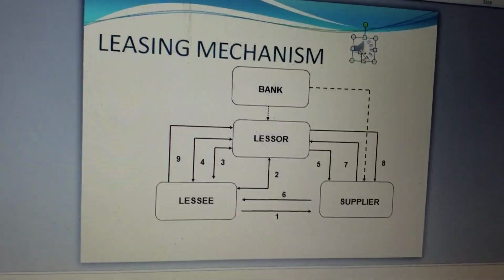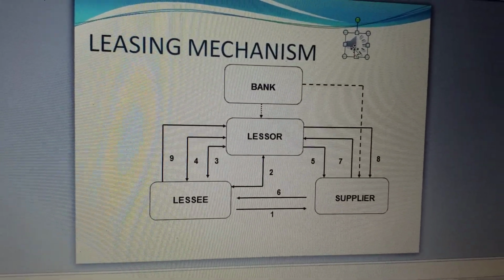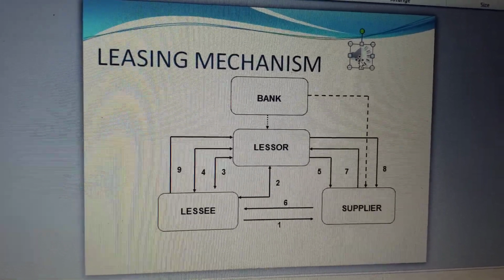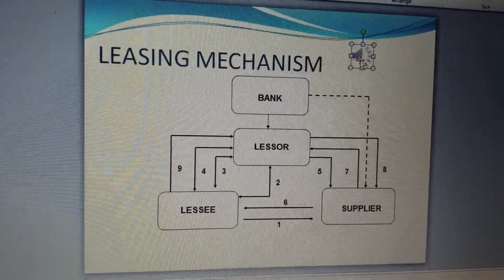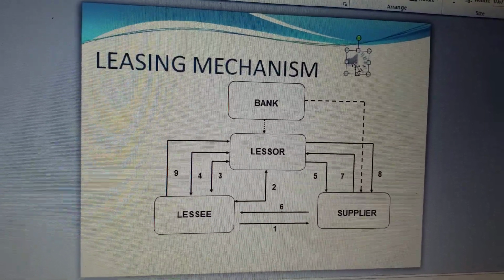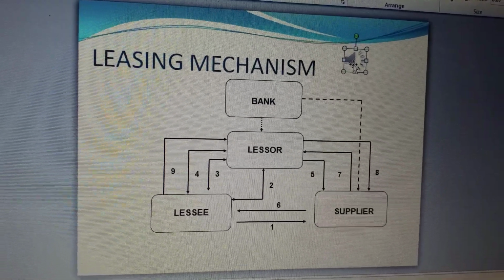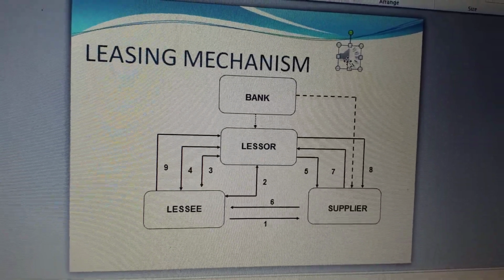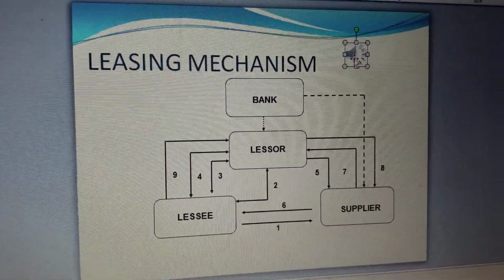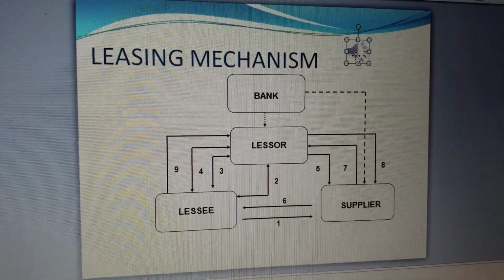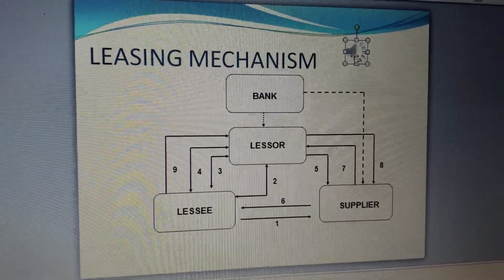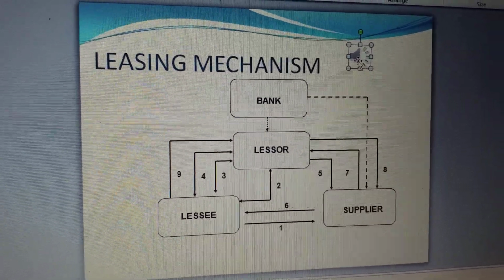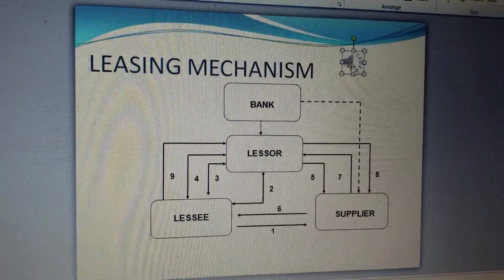The process of leasing starts with procedure number 1. Take a look at procedure number 1. Here you can see that the lessee goes to the supplier. So the party that needs the funding goes to the supplier to take a look at the machine. Let's say this is the story about the machine. Your company needs a machine for production, but you don't have enough money to buy it. So you choose to follow the procedure of leasing. So you go to the supplier, which is the producer of the machine.